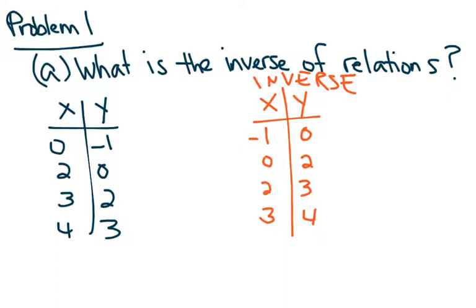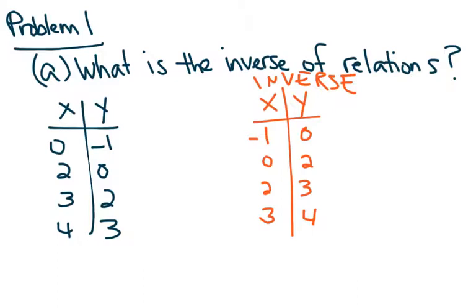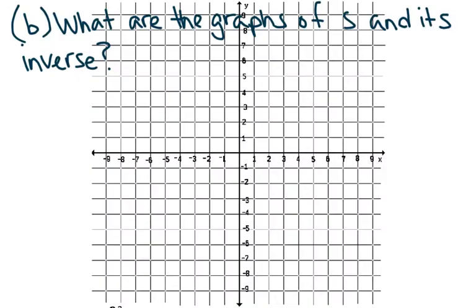But that may not mean anything. So let's look at the graph of an inverse. So now in this next part, we're going to graph relation S and its inverse. So looking back at the ordered pairs, we're going to start by graphing 0, -1, 2, 0, 3, 2, and 4, 3. So 0, -1 is here.